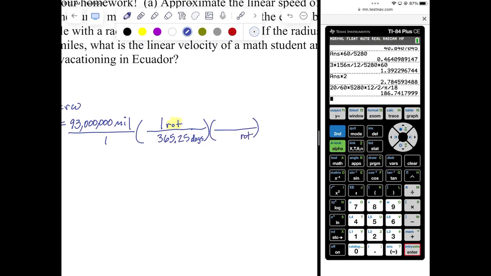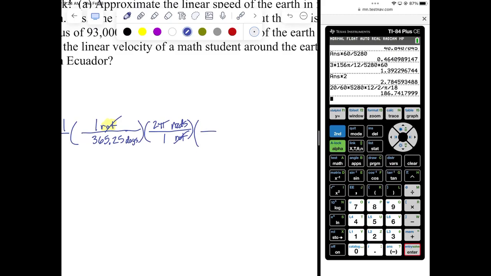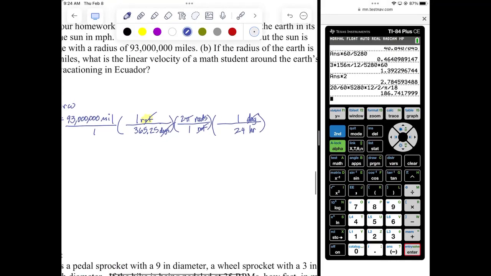So rotations go in the bottom, and radians need to appear in the top. One rotation is how many radians? 2 pi. Very good. So now we took care of rotations, and our units are miles per day. We want to get it into miles per hour because that's what we appreciate most. So I want days to divide out. Do we know how many hours in a day? 24 hours in one day. So now days divide out. Let's take inventory of our units. I have miles per hour. Is that what we want?